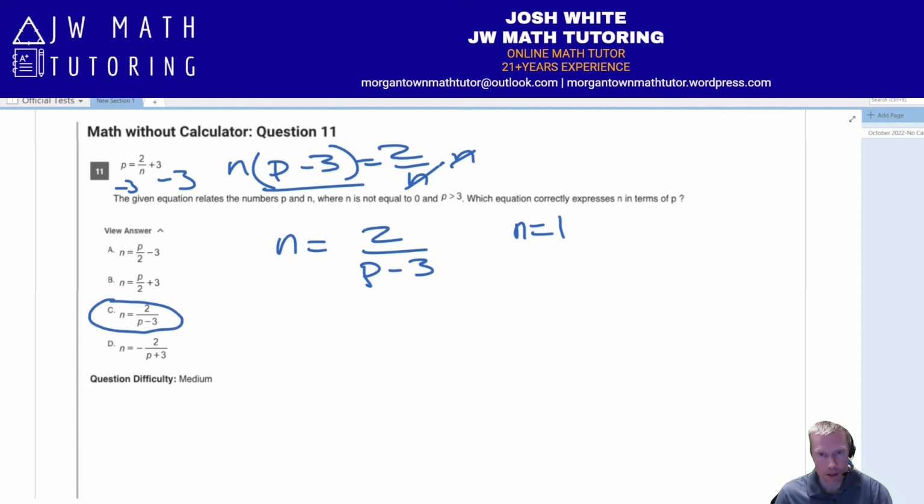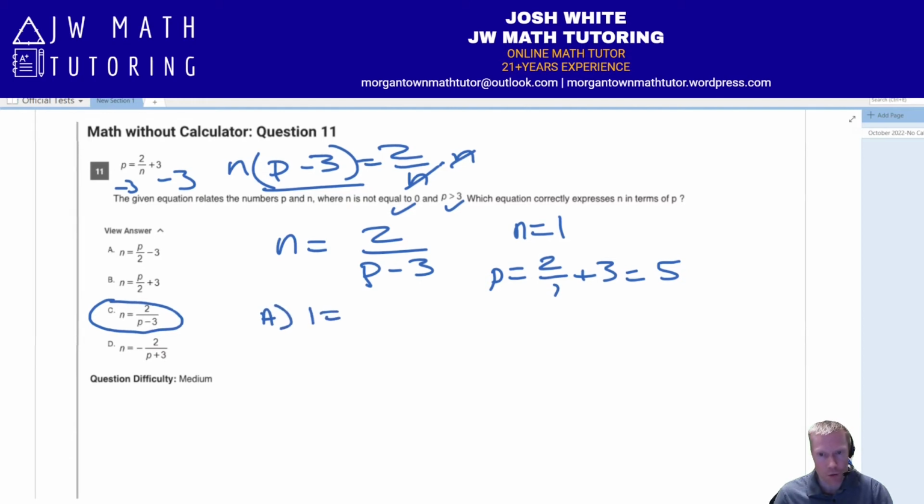And p has to be greater than 3. So if n is 1, then that means p is 2 divided by 1 plus 3, which equals 5. Okay, that meets the conditions of the problem, so I'm good. Now we plug in all these values and we see what we get.